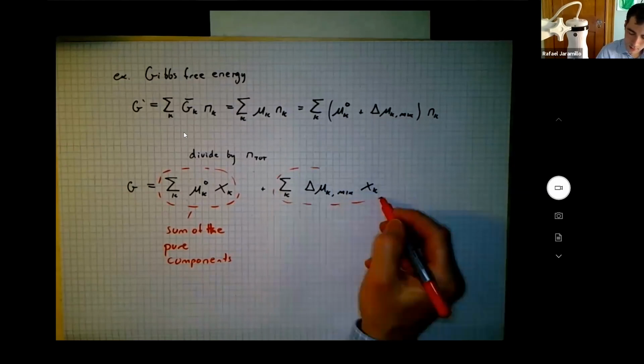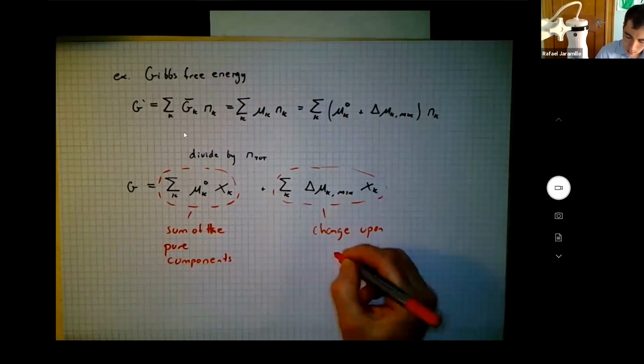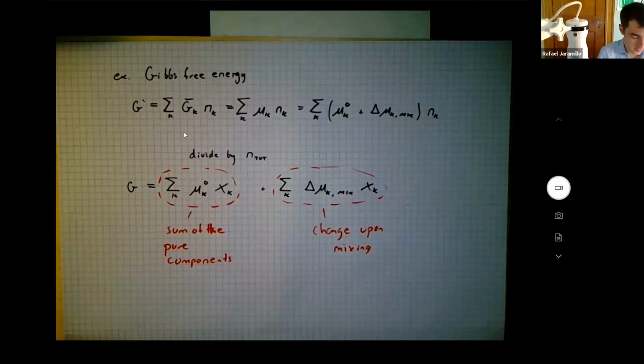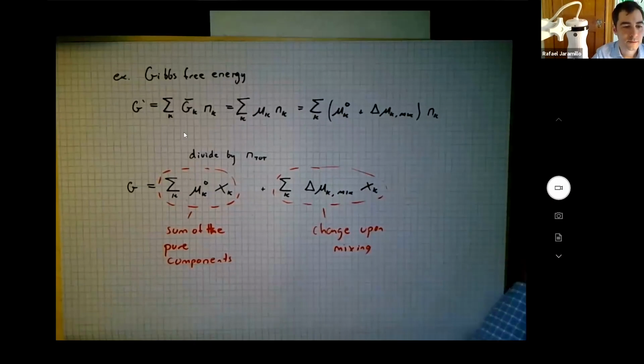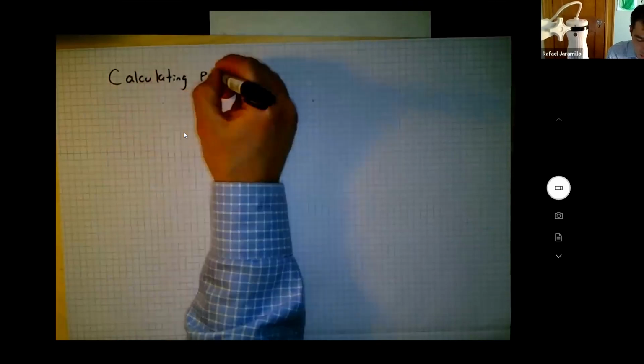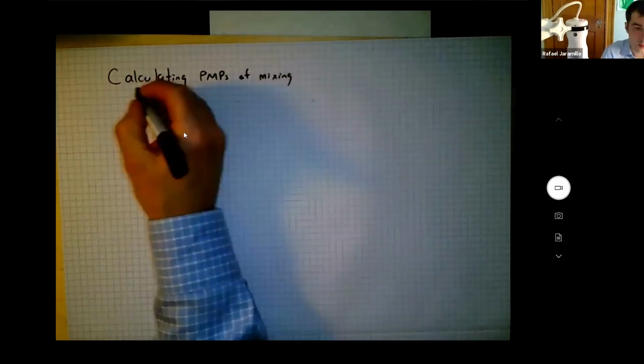And this is the change upon mixing. Okay, we have 2 more slides and we're going to get to the very, very useful graphical interpretation of all this. How do we calculate these things? So you're going to do a little bit of this on the P set.